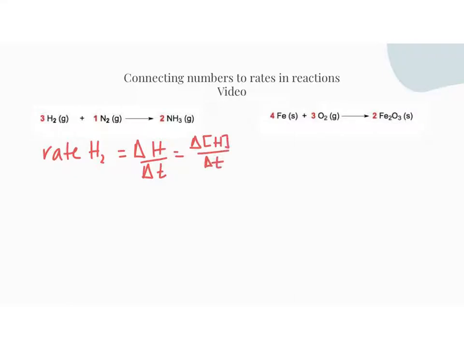A lot of times we're going to use concentration instead of just moles, because that's just an easier way for us to look at things. So it's just how is it changing over time? That's your H2s. How is the H's changing over time? So the delta is always change, or final minus initial.